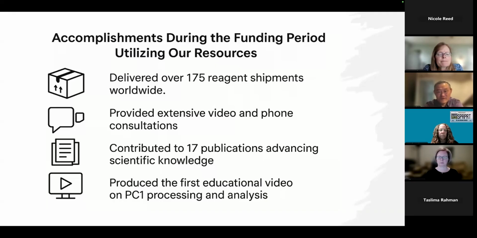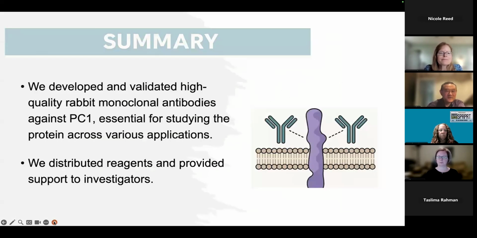So people can watch it like a movie to see how PKD1 looks and how we analyze them, how they process to maturity. In summary, we developed and validated high-quality rabbit monoclonal antibody against PC1. These are essential for studying the protein across various applications. And we distributed reagents and provided support to investigators.